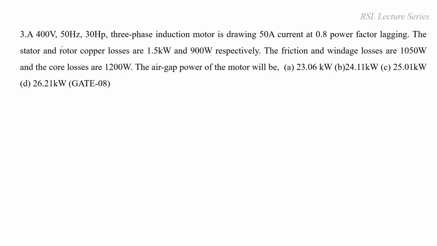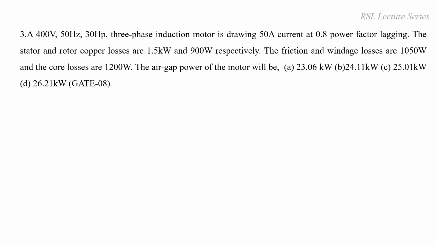Now the third one: 400 volts, 50 hertz, 30 HP. So this is a motor rating. A three-phase induction motor is drawing 50 ampere current at 0.8 power factor lagging. Okay. So the line voltage and line currents are given.